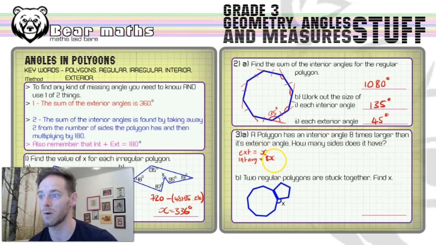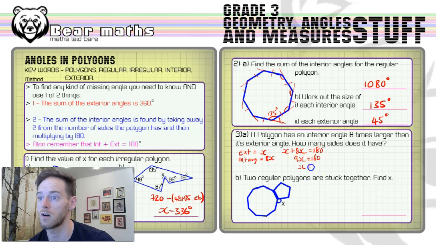So we didn't know what that was. The only thing we know about that one is it's 8 times bigger than this one, right? And what we know is that these two, if you look at the pink fact, will add up to 180. So we've got x plus 8x equals 180, right? We'll collect those terms together, you get 9x equals 180. And you divide both sides by 9.